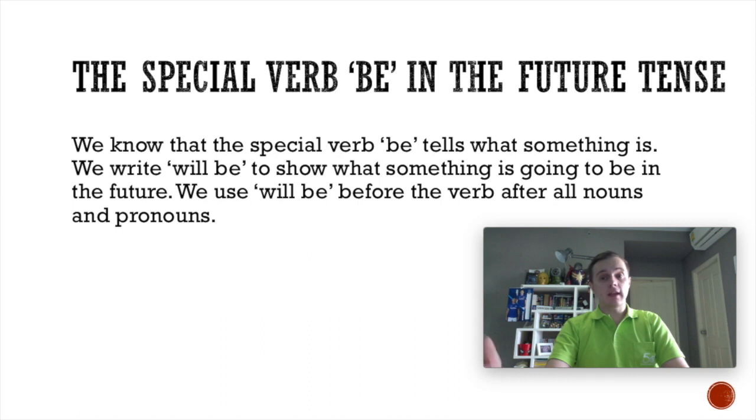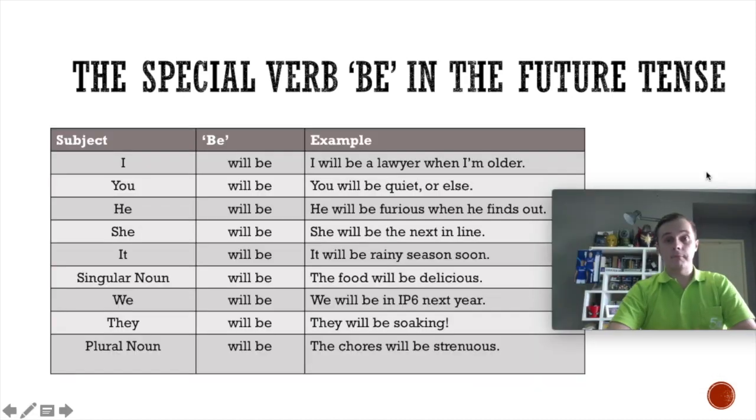And again, we can talk about the special verb be in the future, but it's really, really easy in the future tense. In the present tense and in the past tense, we had to learn different rules for different pronouns. But for every pronoun and for every noun, whether it is singular or plural, with the special verb be, you just write will be. So we have these examples.